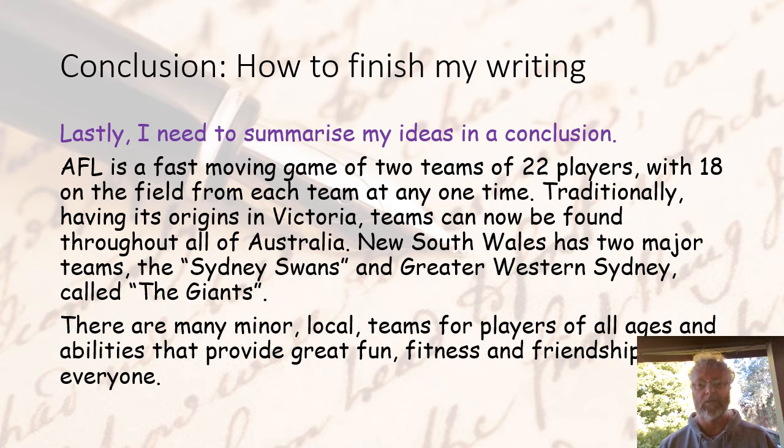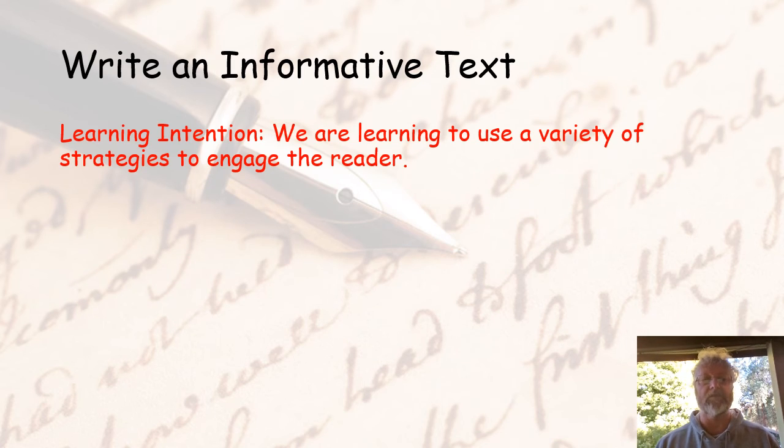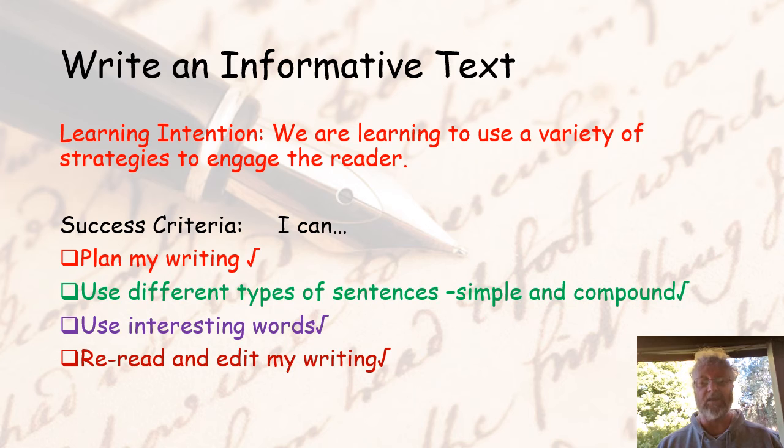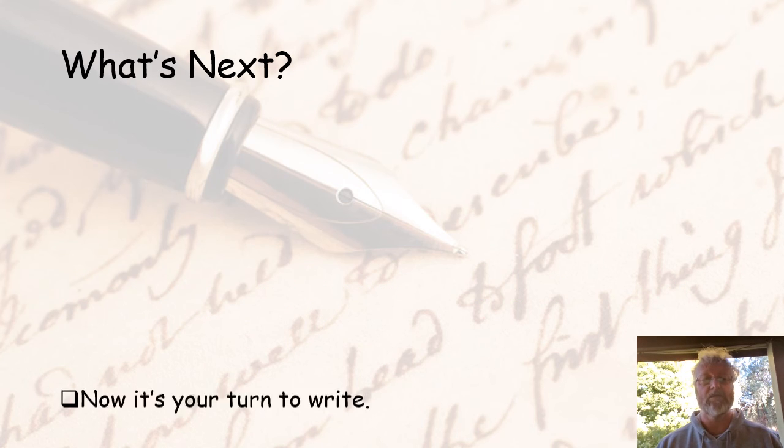And again, look at all the punctuation I've used. I've used great commas here, I've used full stops, and obviously I've used capital letters for my proper nouns. So there's lots and lots that you can do that I know that you can do as well. So we're writing an informative text. We've used a variety of strategies: simple and compound sentences, planned our writing, used our interesting words. I've reread it. So what's next?